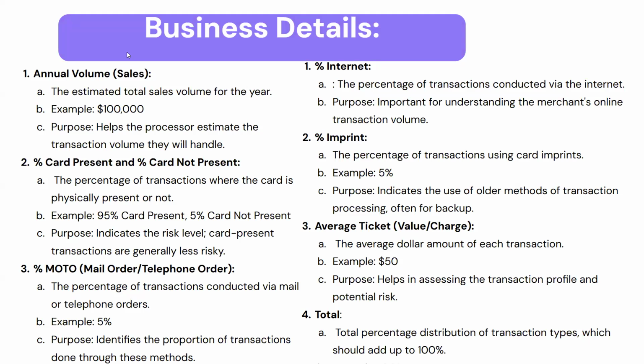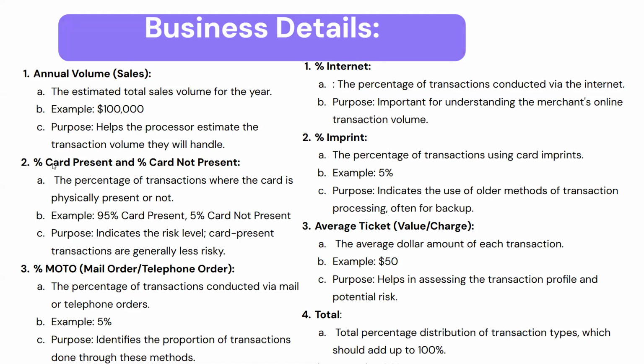Then for the business details, this has the annual volume of sale. This is the estimated total sales volume for the year. The purpose of this is it helps the processor estimate the transaction volume they will handle.